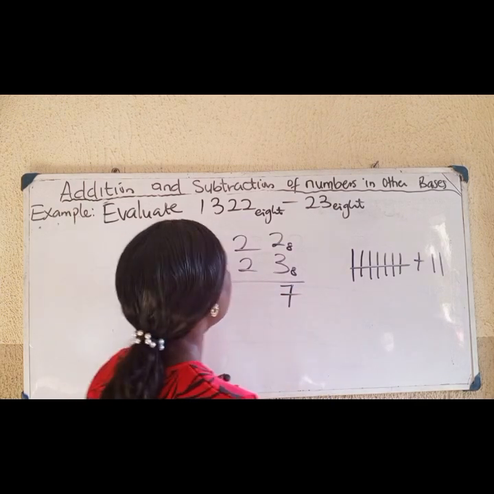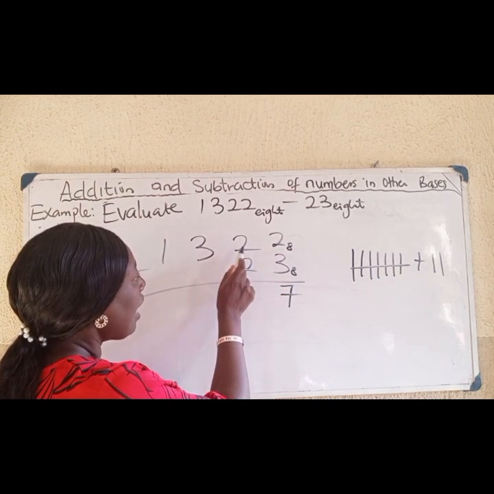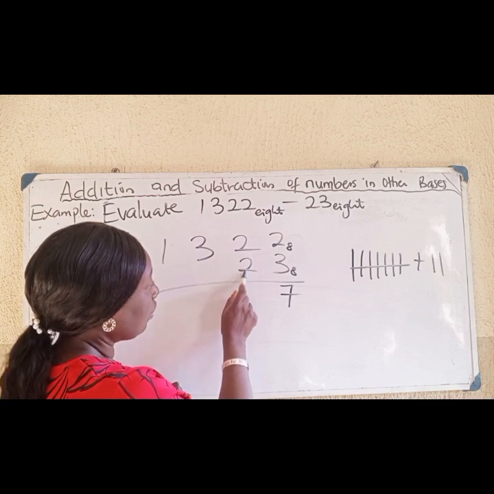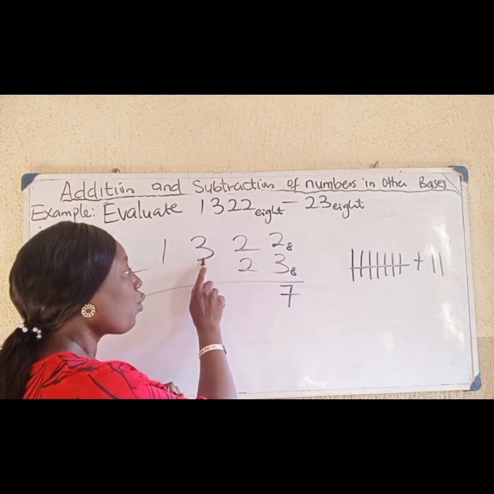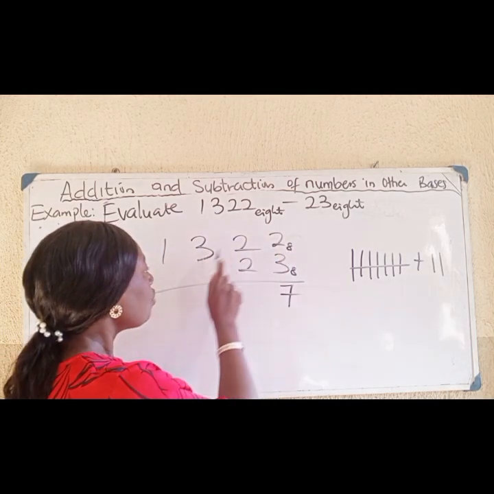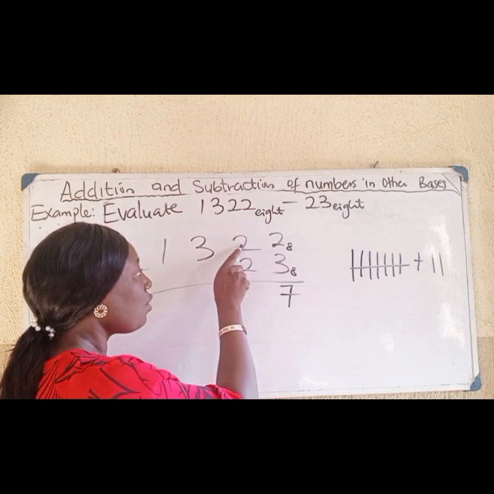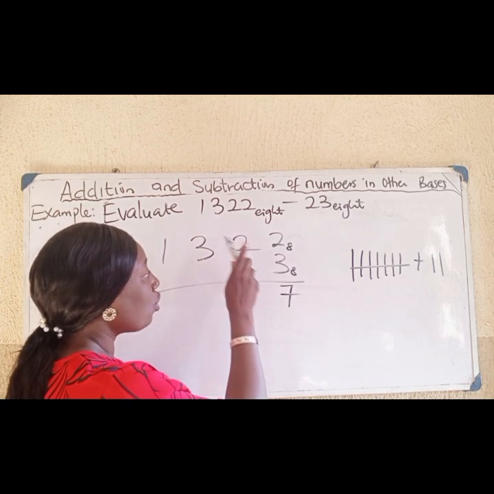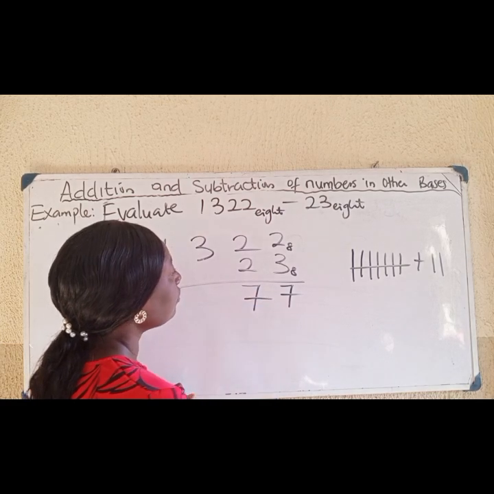7. Now, what is remaining here is what? 1. And you cannot remove 2 from 1. So I'll come to this place again and borrow 1. Once I borrow, I'll call it that base. So if I borrow 1 here, I'll call it what? 8. And put it to the remaining one that is remaining here. It will be what? 9. 9 minus 2 will give me again 7.